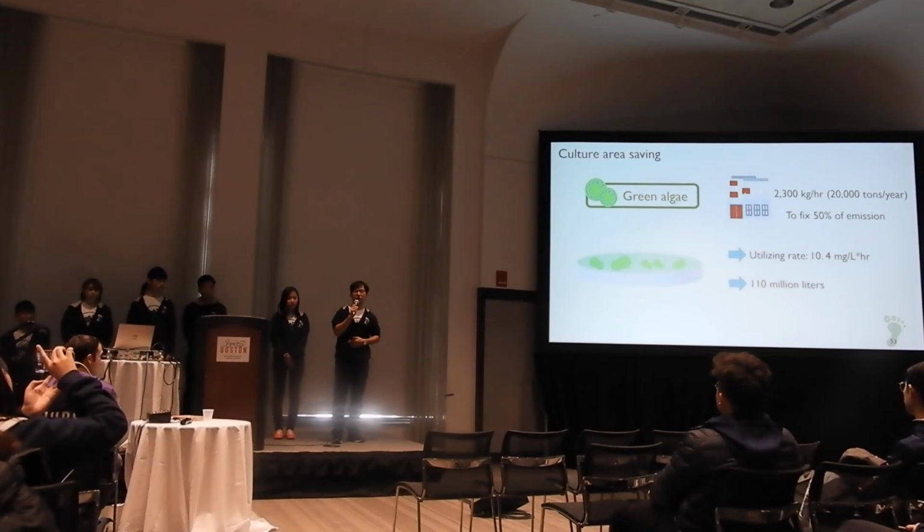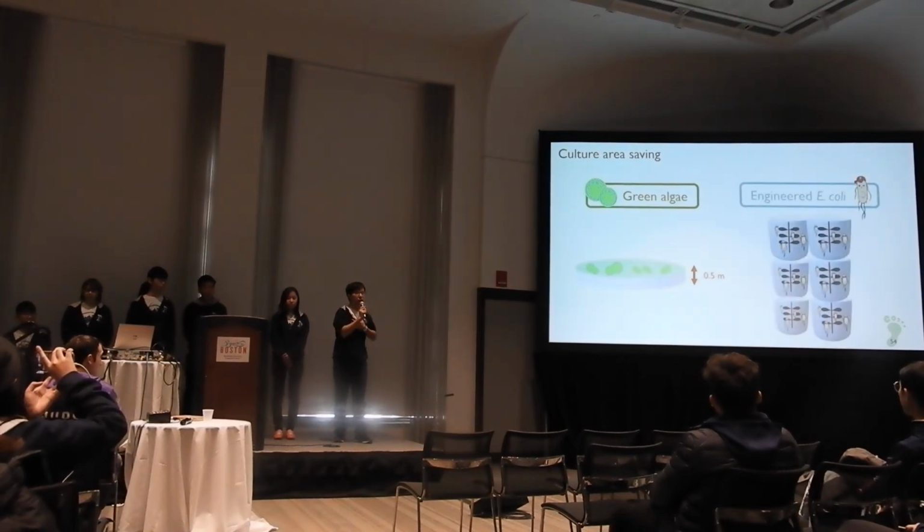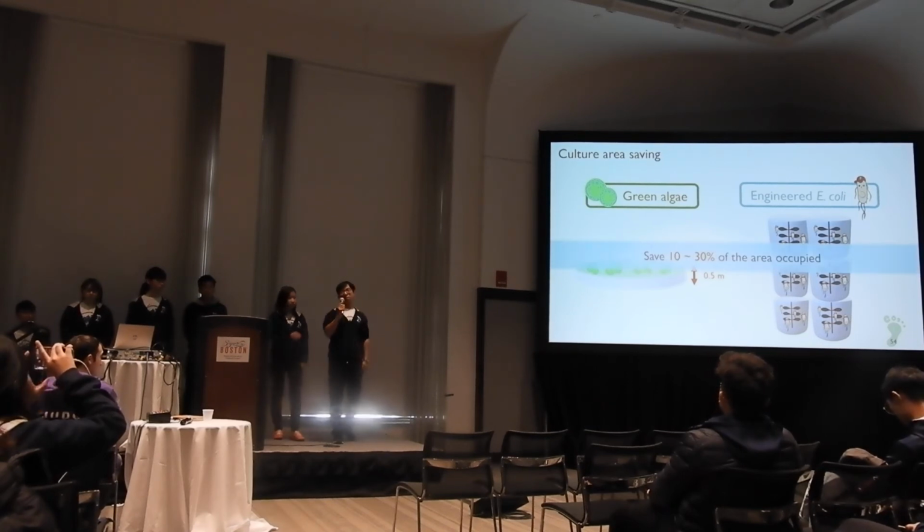It seems that the volume of our device is pretty huge, right? But actually, green agriculture requires light. So, the green agriculture pump should not be over 0.5 meters in height. But our device will not be restricted by light and can be stacked up in several layers. After our calculation, we can save 10 to 30% of the area required.